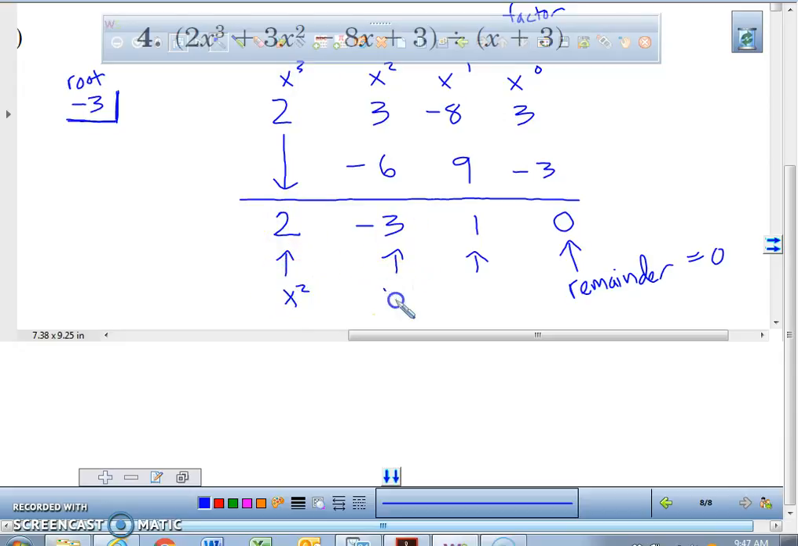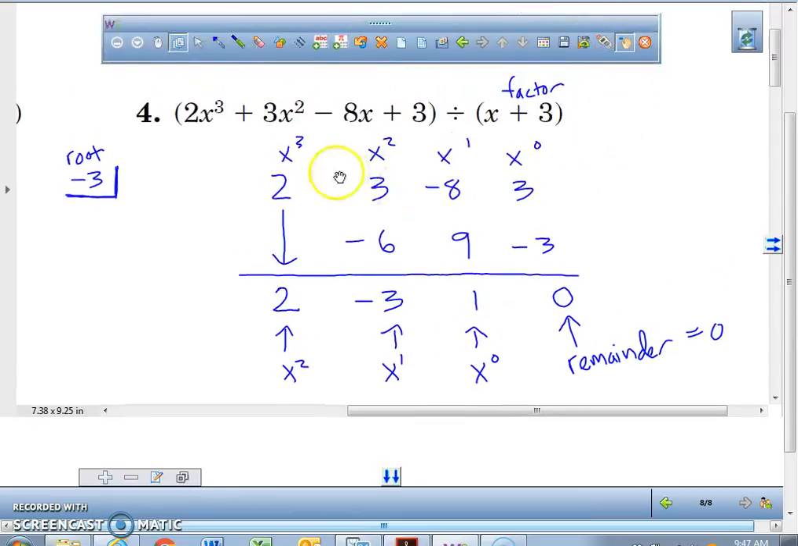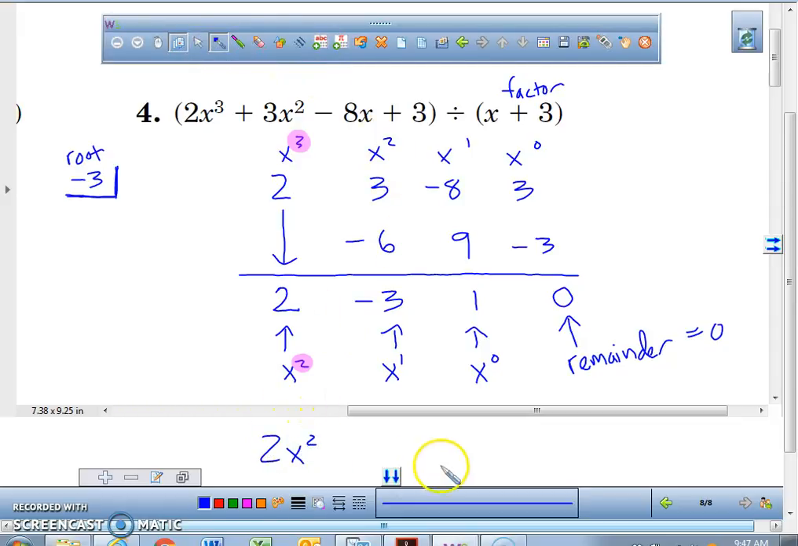This is going to be x to the first. Okay. I thought it was 2x to the third. Here's how it works. If that's a 3, this will be a 2. It's just going to be one number less. It's always going to be one number less. Okay? So we know we have 2x squared minus 3x plus 1.